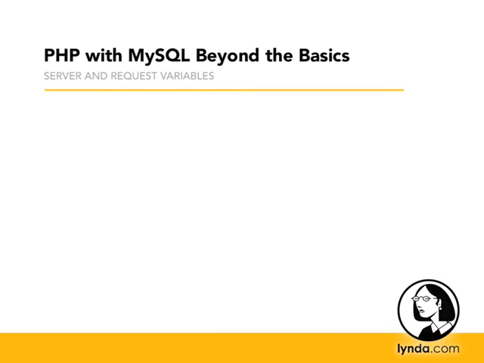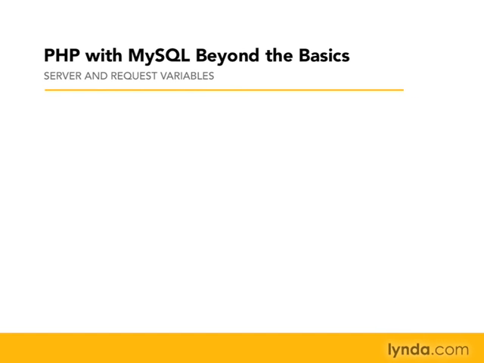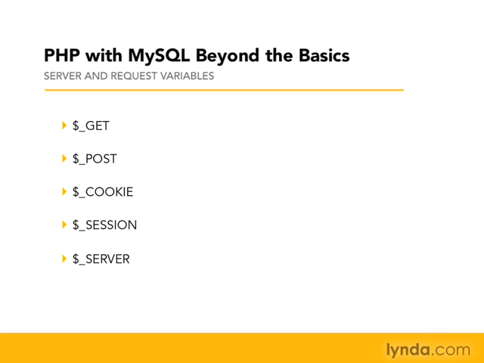In this movie, we're going to take a look at how we can retrieve and work with server and request variables. Now, we've already seen some super globals that we can work with, right? We saw get, post, cookie, and session. Well, there's one other one that I want to introduce you to, and that is server. And that's where we're going to be able to find all of these server and request variables, inside the super global for server.